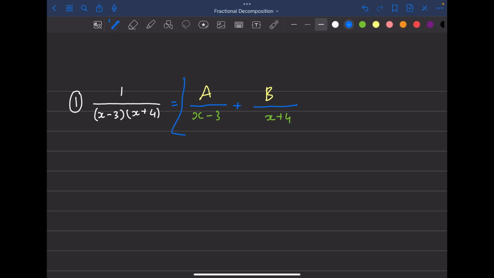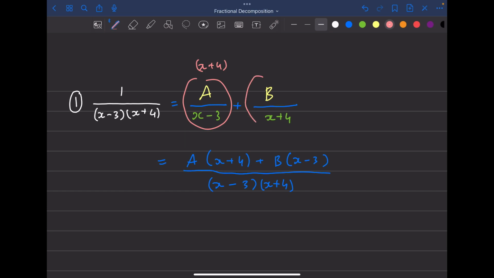Now let's actually find a common denominator and combine these. Once again, we have this. We are trying to get to this. So the first step we need to do is combine them to have one denominator and be one fraction. Right now we have two fractions. We want it to be one fraction. So this would be a times (x plus 4) plus b times (x minus 3) over (x minus 3)(x plus 4). All I did here was find a common denominator, so multiply this fraction by x plus 4 on the top and the bottom, and multiply this fraction by x minus 3 on the top and the bottom.